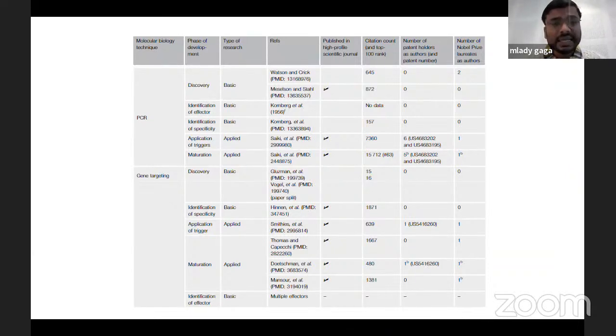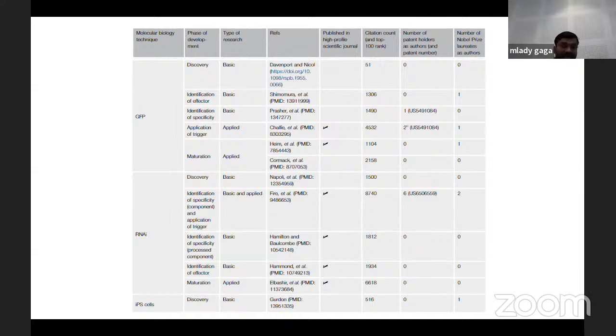Then gene targeting. Targeting genes can be used for specificity, mutation, identification of different effectors, and so on. GFP, green fluorescent protein, was found in jellyfish, and this was a revolution in microscopy, for example confocal microscopy and light microscopy. If you want to see where your protein is localizing, where this protein is interacting with others, these are the protein tags. It enables you to see your protein under the microscope because it emits green fluorescence.